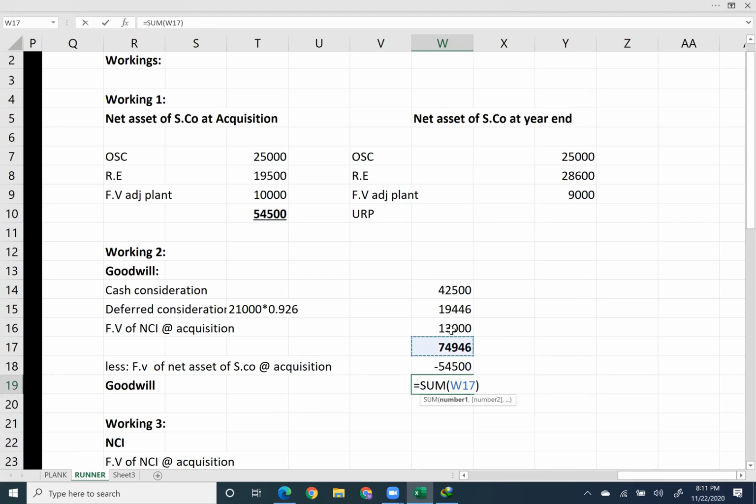Our goodwill is this less this. Your goodwill is 20,446. One thing, don't forget that we have included deferred consideration of 19,446 in COI, but we need to adjust the unwinding of discount as well. We need to adjust the unwinding of discount in the consolidated reserve section as well.